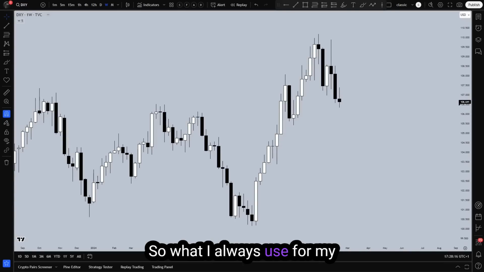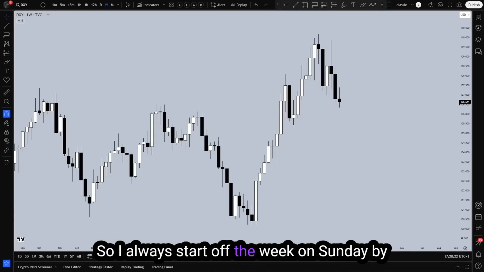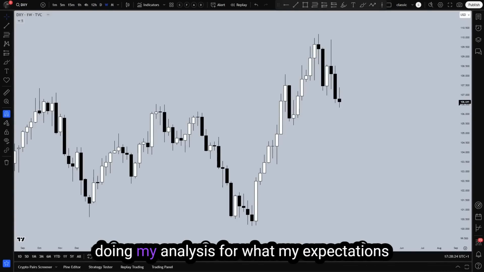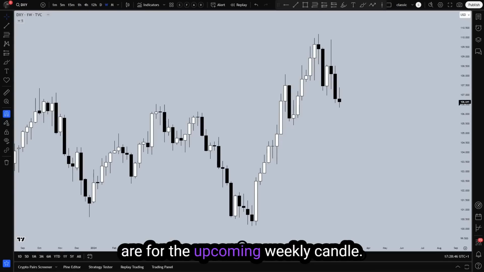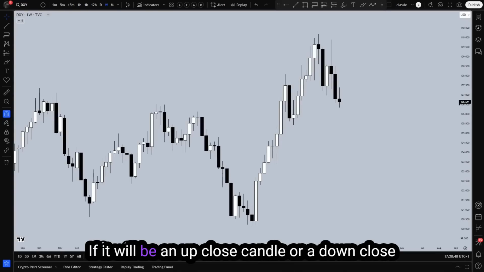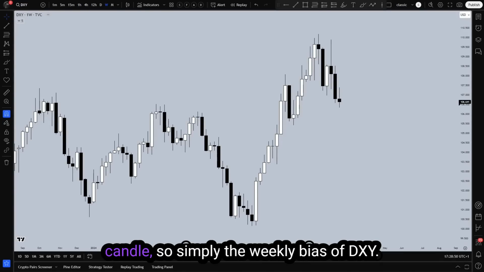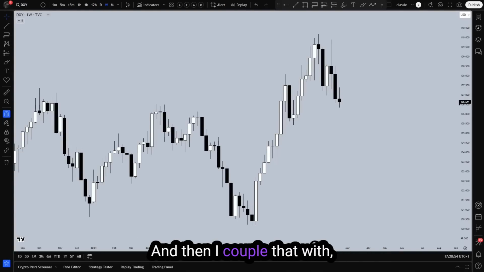What I always use for my bias for trading majors is the XY. I always start off the week on Sunday by doing my analysis for what my expectations are for the upcoming weekly candle, if it will be an up close candle or a down close candle, so simply the weekly bias of the XY, and then I couple that with the fitting currency.